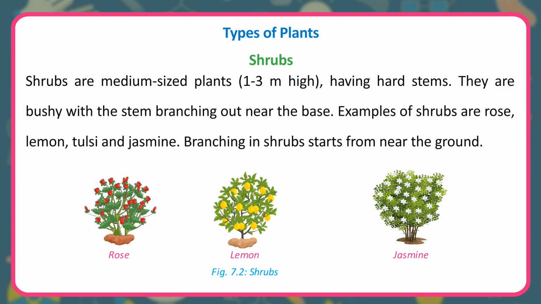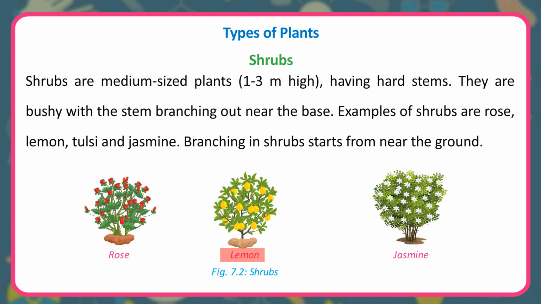Shrubs. Shrubs are medium-sized plants, 1-3 m high, having hard stems. They are bushy with the stem branching out near the base. Examples of shrubs are rose, lemon, tulsi and jasmine. Branching in shrubs starts from near the ground.